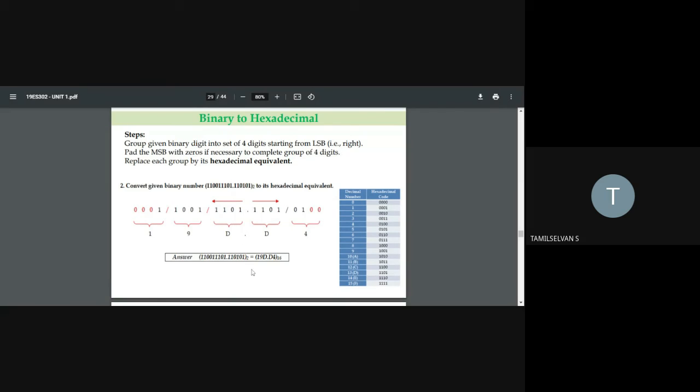Next I can move to the whole value. For the whole value, I can take 4-digit separations from the right end. From the right end, 1011 is separated, 1001 is separated, and the last one is a single bit, so I can add 000 to it. Each and every section consists of 4 bits, because this is a hexadecimal number.